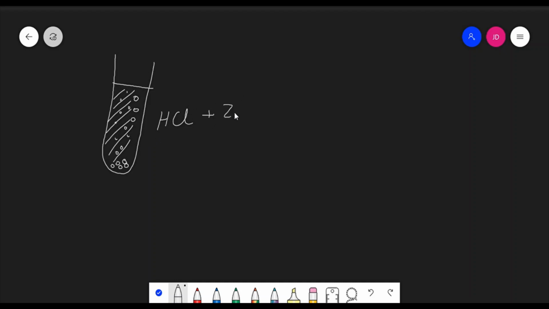Plus, I was putting zinc here, so the reaction was a salt will be formed, Zn and Cl is alone, so 2. Here valency 2, valency 1, so cross, then what did you get? ZnCl2. So this is the salt we got, no problem. How are you so sure that the gas produced is hydrogen?